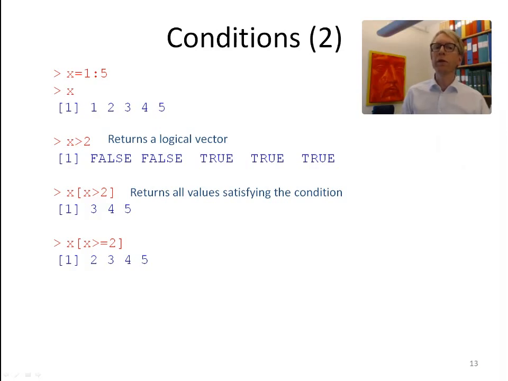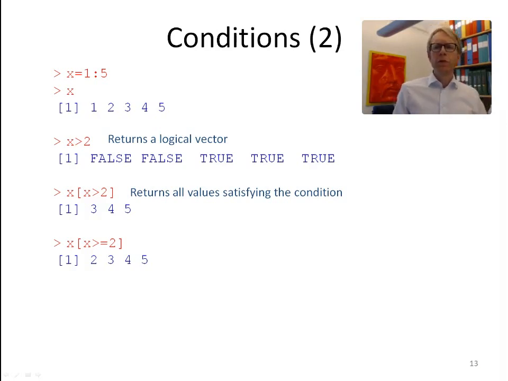So what you get in return is a vector of trues and falses. In this case, false, false, true, true, true, because it tests each of the elements of x and tests whether they are, in this case, greater than 2. And 1 is not greater than 2, therefore you get a false in return. 2 is not greater than 2, and you get false. 3 is actually greater than 2, and you get true, and so forth.